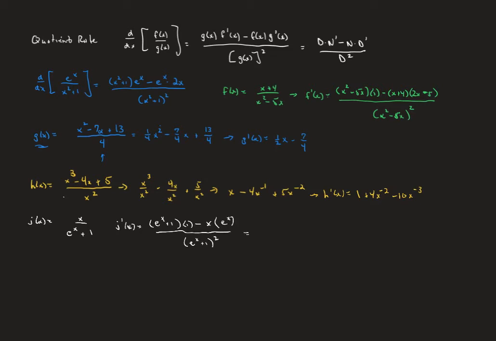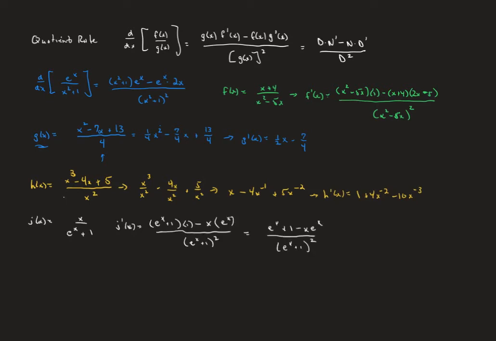So let's just simplify a little bit up in the numerator. That's just e to the x plus 1, and then we'd write that as a minus x e to the x, and I would not recommend squaring out the e to the x plus 1, but instead leave it like that.